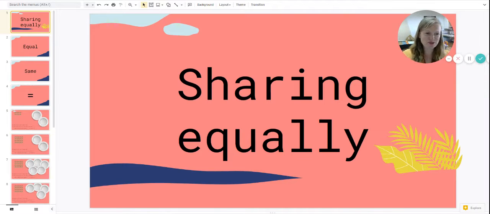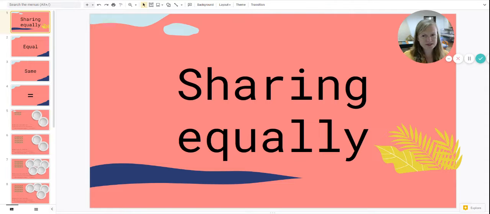Well, hello year two and welcome back after your half term. Today we are starting the work that we will need to do to get going with division in a few weeks. So we are going to look at making equal groups through sharing today.